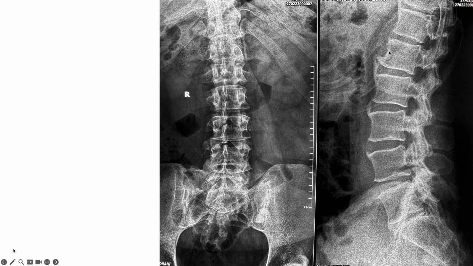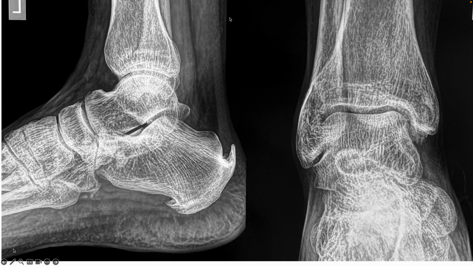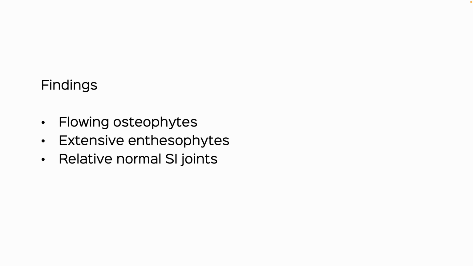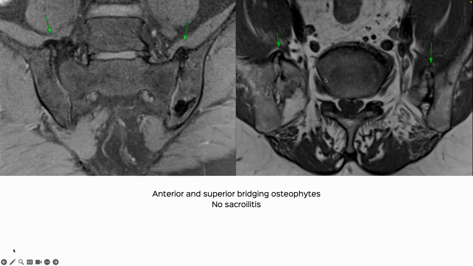And then we have these flowing osteophytes in the lumbar spine, bridging about four vertebral bodies. There are enthesophytes on the acetabular margins, and you have this iliotransverse ossification, and then there are these calcaneal enthesophytes, both plantar and dorsal. And so we have flowing spinal osteophytes, extensive enthesophytes, and relatively normal SI joints. I actually forgot to show that the SI joints appear to be normal.